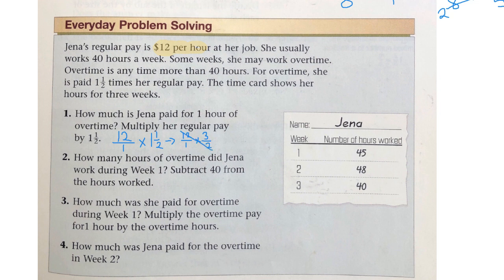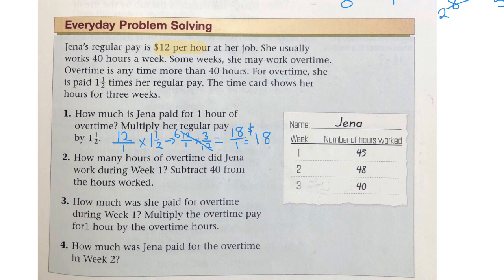We can cross cancel. 2 goes into 12 6 times, 2 goes into 2 1 time. 6 times 3 is 18 over 1 equals 18 per hour. So now we know how much her overtime pay is for 1 hour.